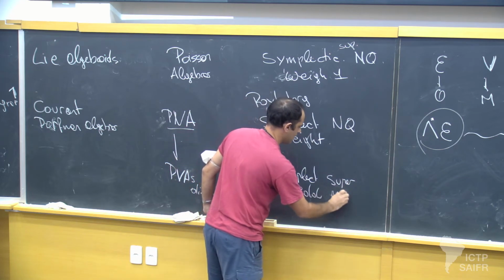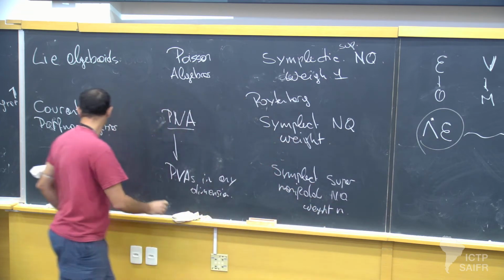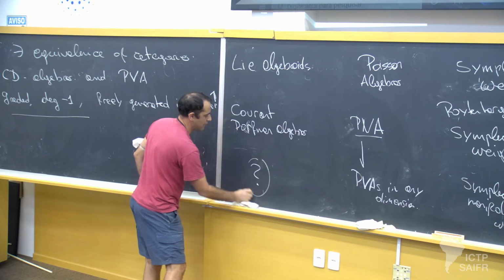NQ of weight n. And the question is, what is the geometric gadget here? I have no clue.